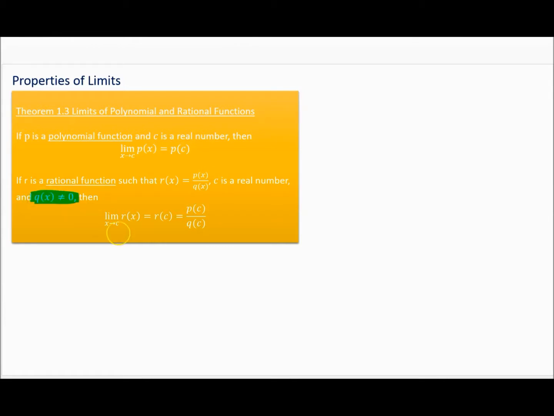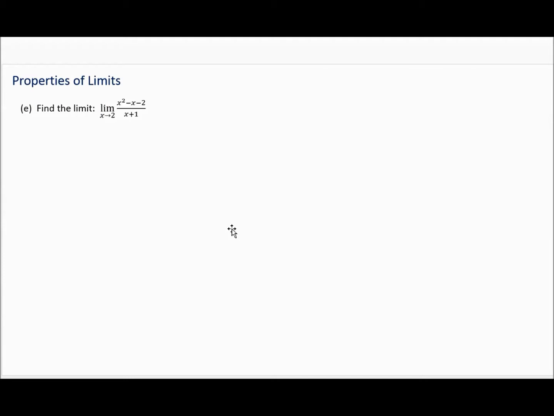If you would take c and plug it in here and it gave you 0, then we would have to reevaluate how to do that problem. Okay, so got another example for you. Here you go. This is what the homework is going to look like.